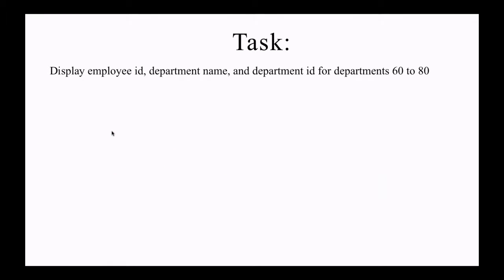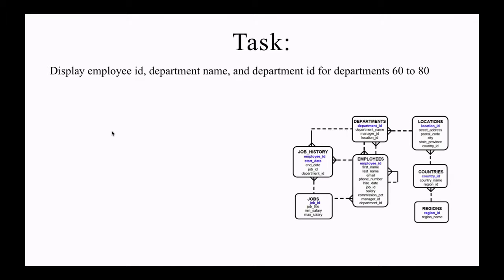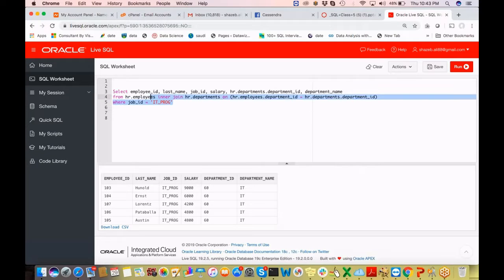And let's go to the next question. Display employee ID, department name, and department ID for departments from 60 to 80. Let's see if you guys are able to solve this. Let me copy your answer, and let's try to fix that one over here.